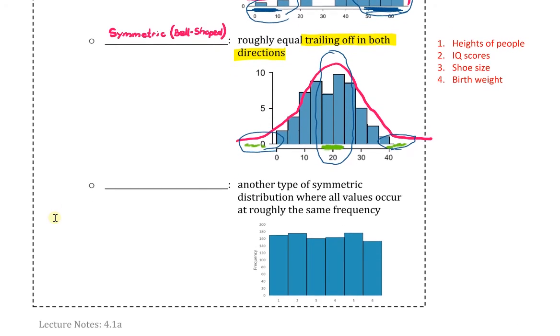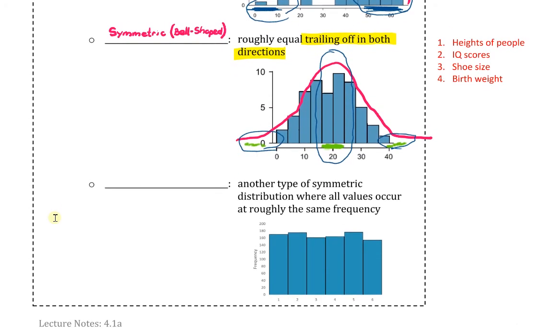The last distribution shape that we would like to discuss is referred to as a uniform distribution. This is another symmetric type of distribution where all the values of the variable occur roughly at the same frequency.